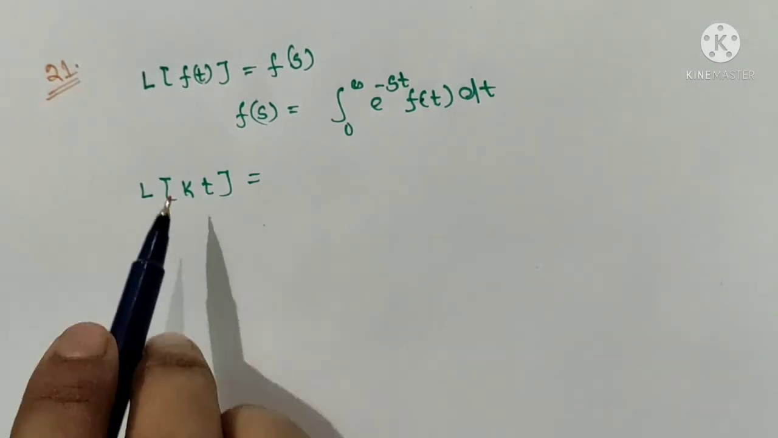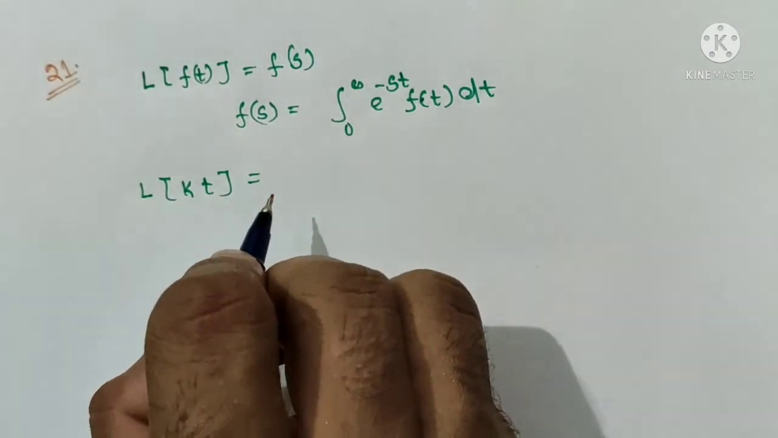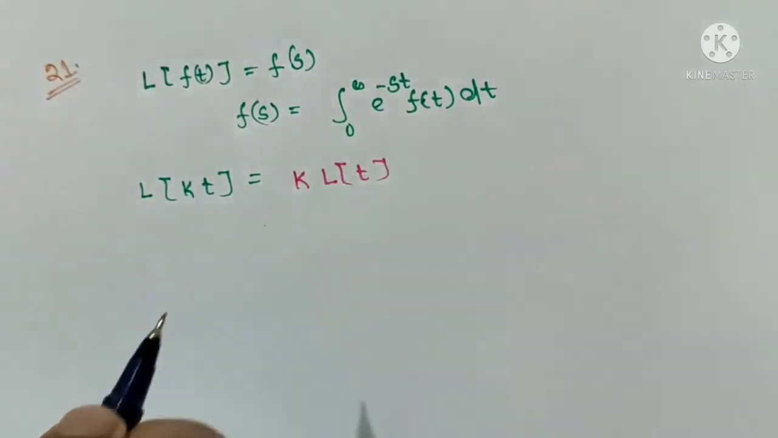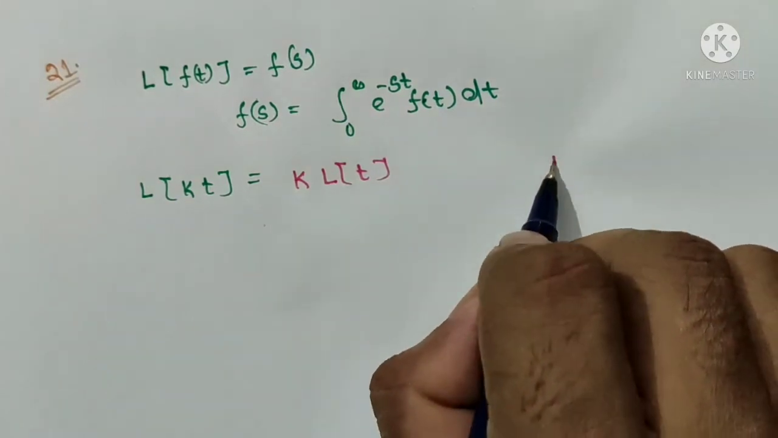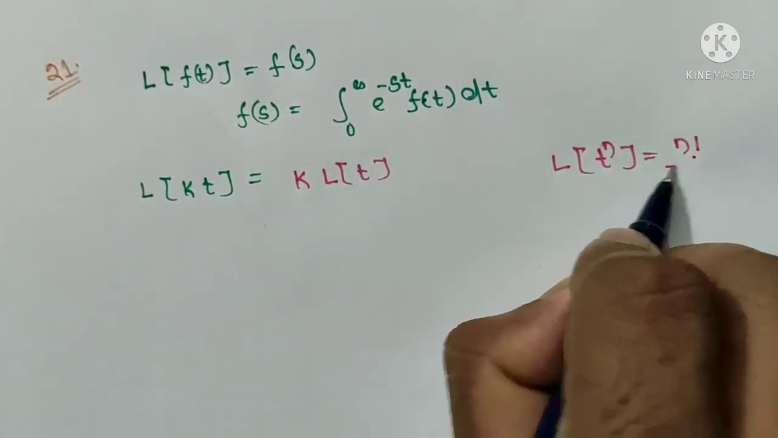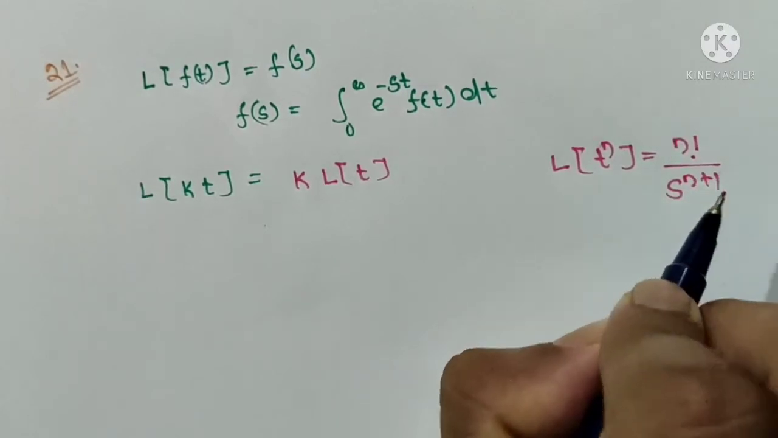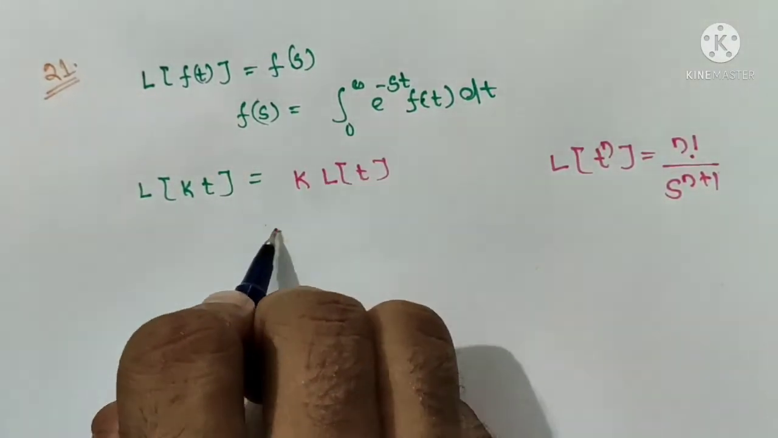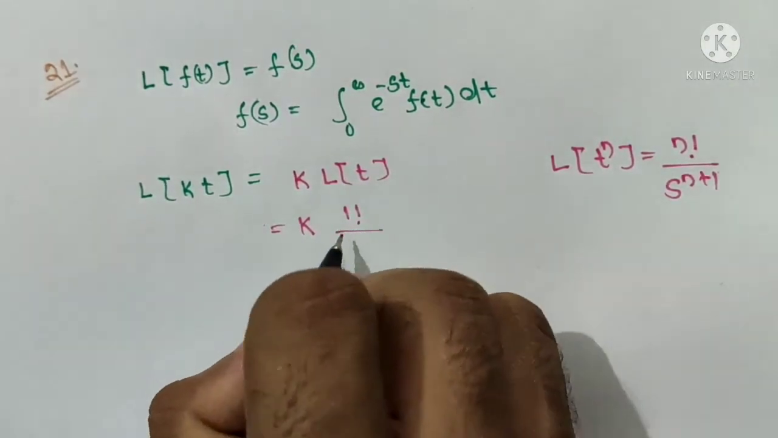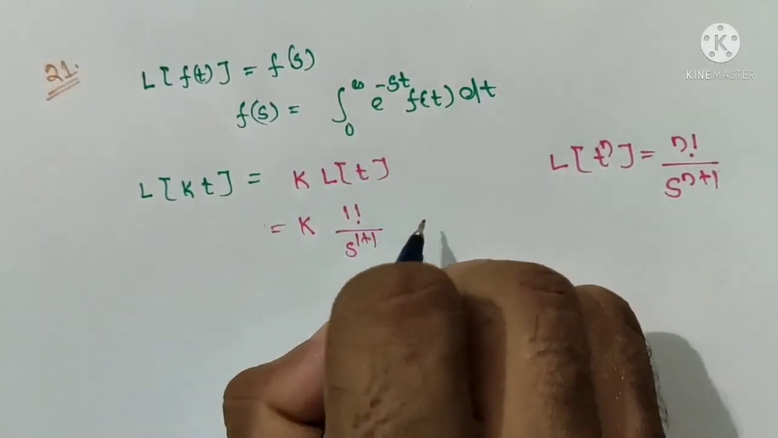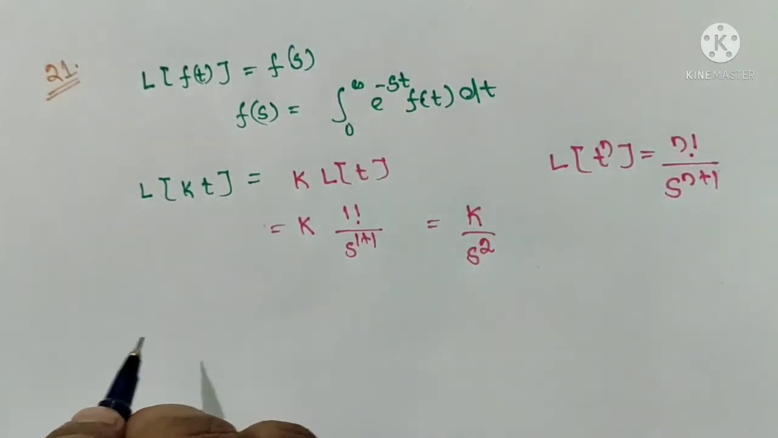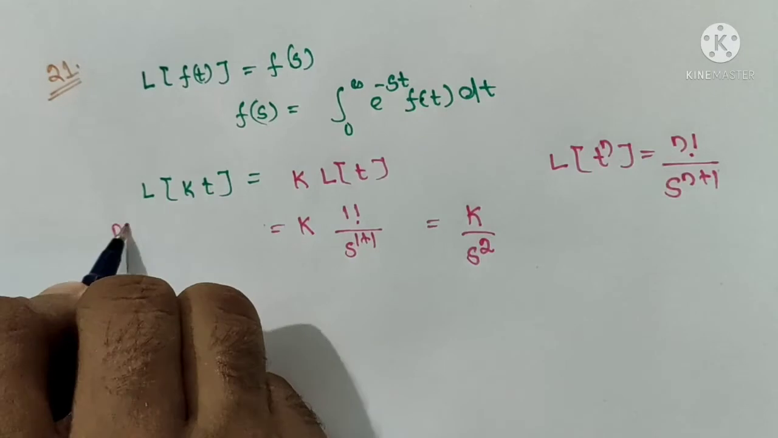Now look, k is a constant, so it is equal to k times Laplace transform of t, and we know Laplace transform of t to the power n is given by n factorial by s to the power n plus 1. So now it is equal to k, t to the power 1, so 1 factorial by s to the power 1 plus 1, which equals k by s square. So your correct option is option B.